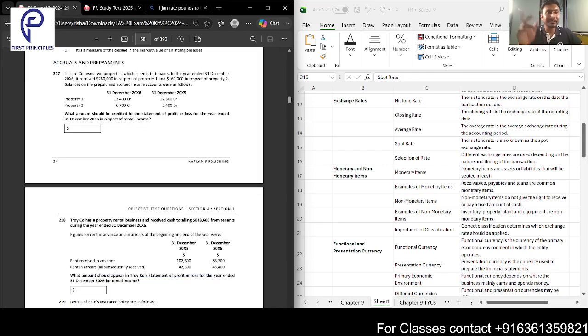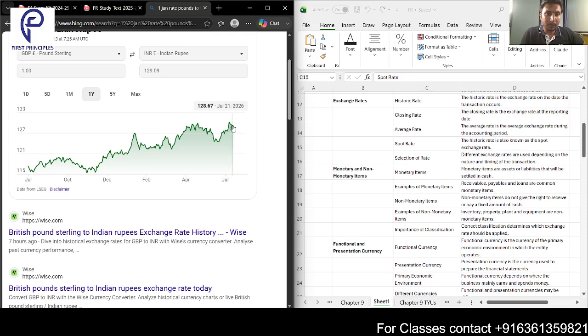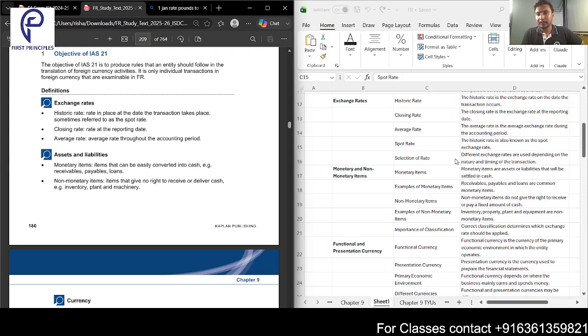Now let's look into what was last year's closing rate. Okay, this is last year's closing rate, guys: 121.06. That was the closing rate. Me and Mukund got into a transaction, this was the historic rate, and this is the spot rate. That is the meaning of historic rate, closing rate, average rate, spot rate, and selection of rate.